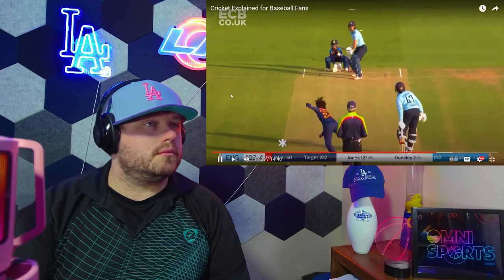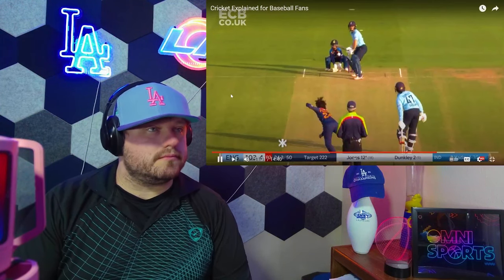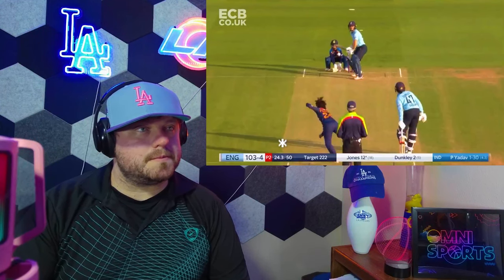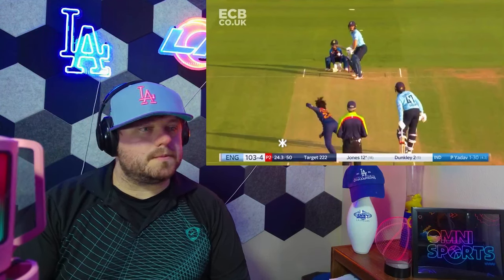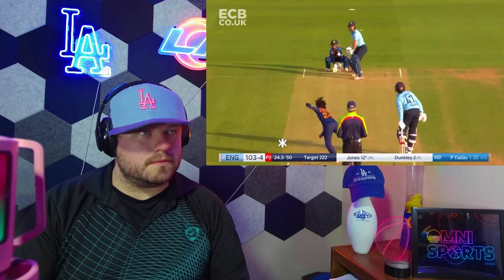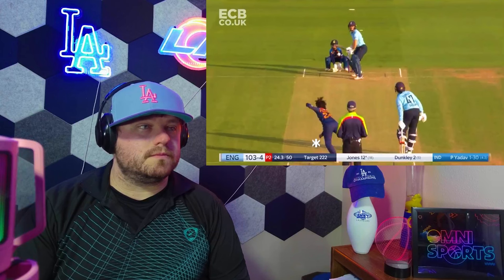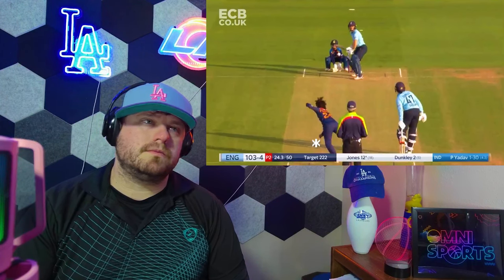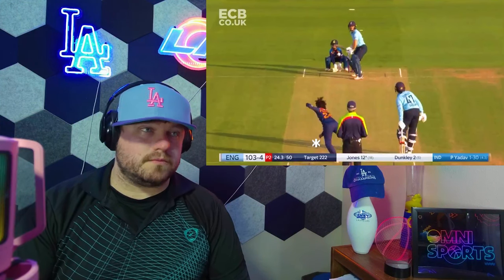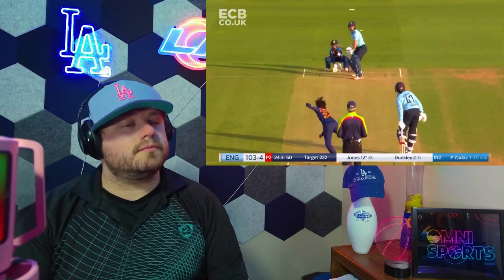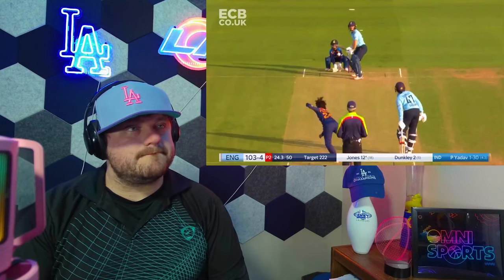That means that we are 24 overs and 3 deliveries into this innings. And then the 50 means that this innings will have at most 50 overs, right? Because this is a one-day international. Then it says target 222. This means that India went first and scored 222 runs. So that's how many runs England has to score to win. And from there, it's pretty much the same as the test match we just saw.